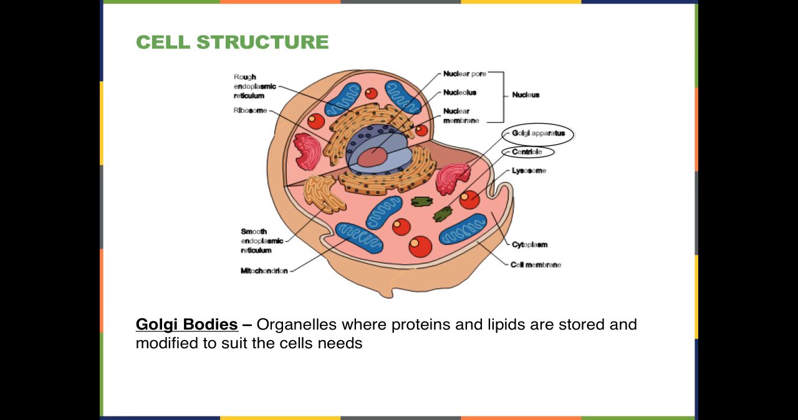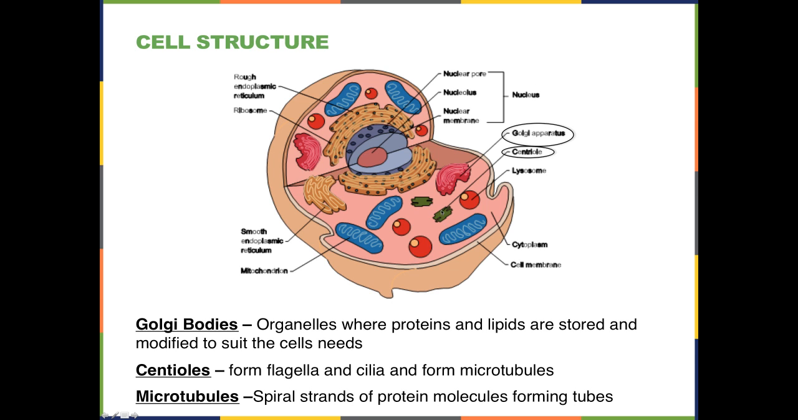Below that, and these are almost always at a right angle to each other, are the centrioles. Centrioles are used to form flagella, cilia, and then you'll remember in our study of mitosis and meiosis, they are also important in forming the microtubules that pull the chromosomes apart. Also within the cell are spiral strands of proteins that form tubules known as microtubules, and as I said, those function to move things through the cell, not the least of which is the chromosomes during cellular reproduction.